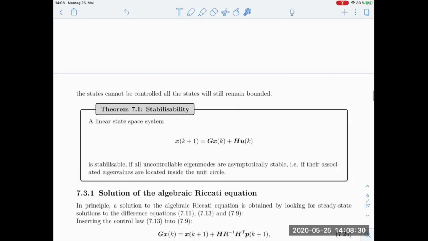Okay, for stabilizability, we have this kind of definition here. A linear state space system in our standard form is stabilizable if all uncontrollable eigenmodes are asymptotically stable. Of course, if the system is fully controllable, then we do not have any unstable uncontrollable eigenmodes, and that amounts to stabilizability. So stabilizability is present when the system is fully state controllable. But if it's not fully state controllable, it still can be stabilizable. And just in the case that we get unstable system dynamics which is uncontrollable, then the system is not stabilizable anymore.